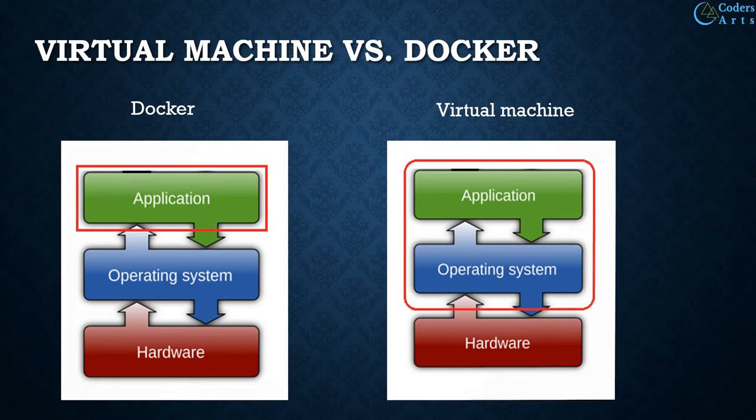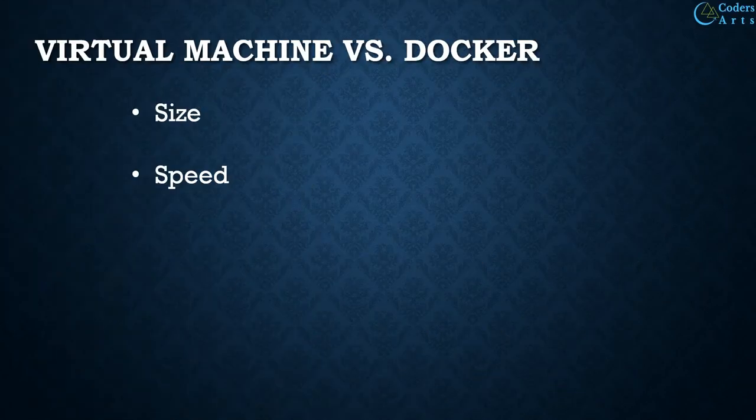So the differences between virtual machine and Docker: the first difference is that a Docker image is much smaller compared to a virtual machine image, because Docker only implements one layer, and a virtual machine image is in gigabytes. The second difference is speed. Docker containers start and run much faster than virtual machines.